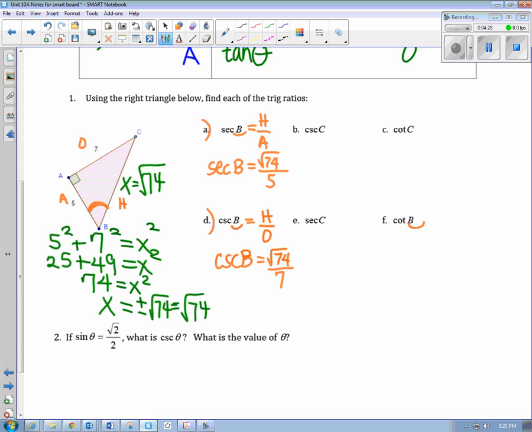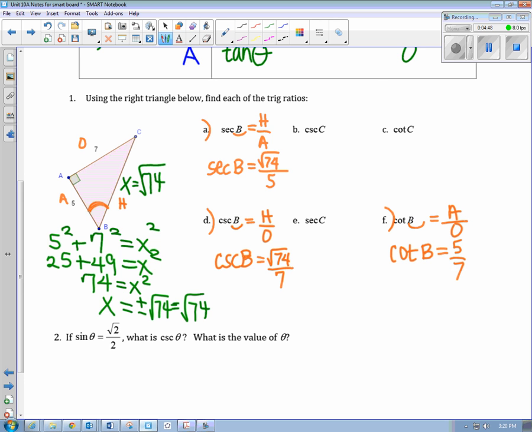Going on to part C, the cotangent of B, I think back to tangent, and tangent is opposite over adjacent, so cotangent is the reciprocal, adjacent over opposite. So the cotangent of angle B is going to be 5 over 7 for adjacent over opposite.